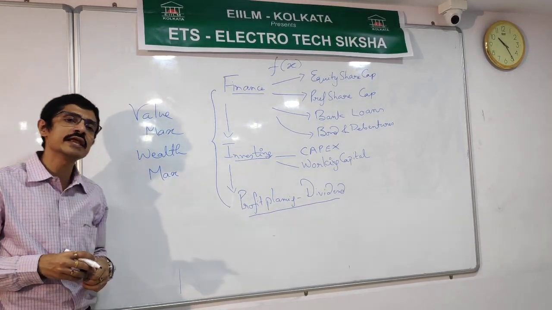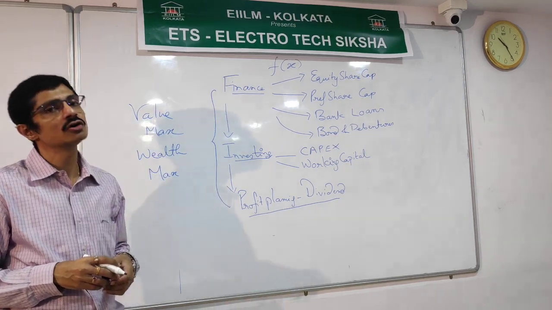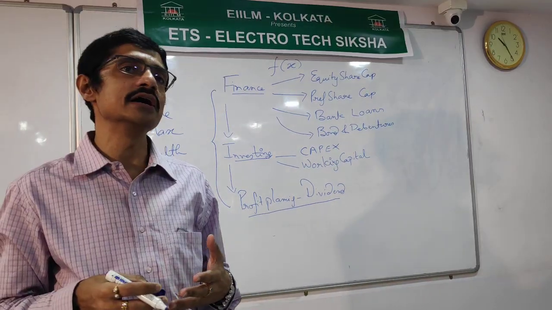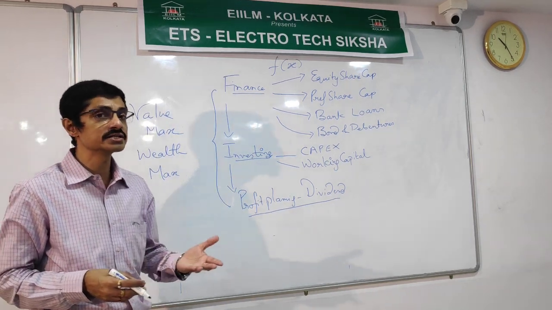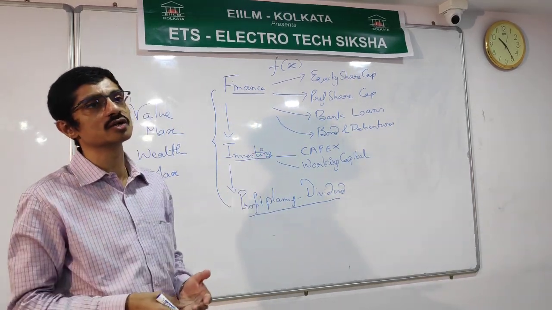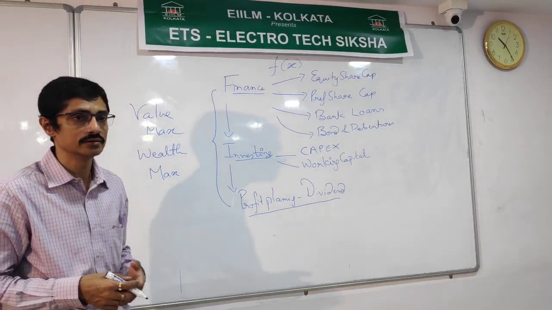Now, how will the wealth or the value be maximized? The shareholders' wealth or the value will be maximized only when the share price goes up in the market. They are buying shares at a certain price, and when the price of the shares goes up in the market, they can get the capital gain.